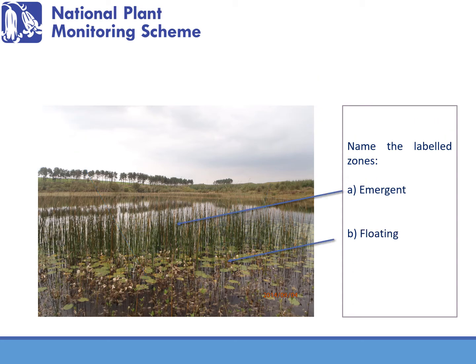So hopefully that wasn't too tricky. The emergent vegetation is A. It's the tall stems which are emerging above the water surface, and the floating vegetation is the vegetation in the foreground which has floating leaves on the surface.